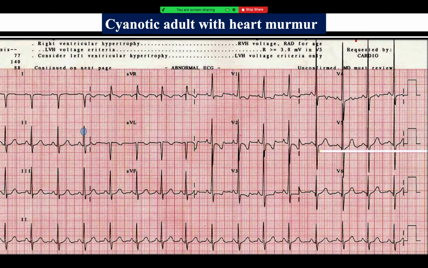There is again sinus rhythm with right axis deviation. P wave seems to be pretty normal, right? And then while looking at V1, V2, it seems like a right ventricular hypertrophy, yeah? But in V5, V6, is there any Q waves anywhere? Yes. So what is it? PDA with Eisenmengerization.